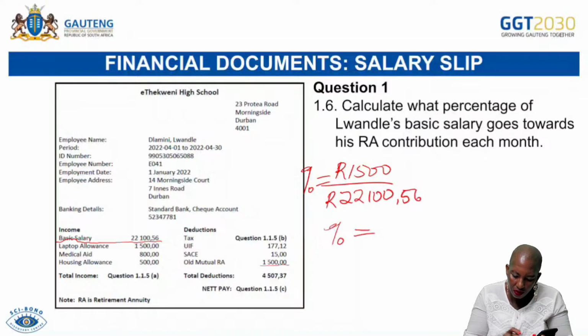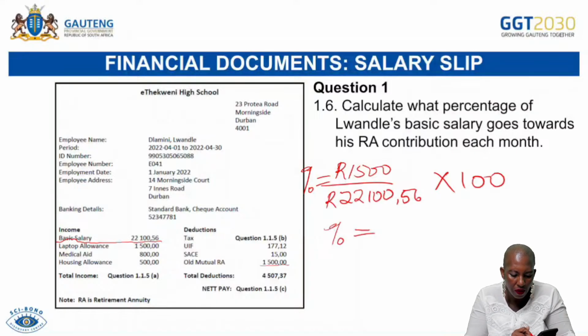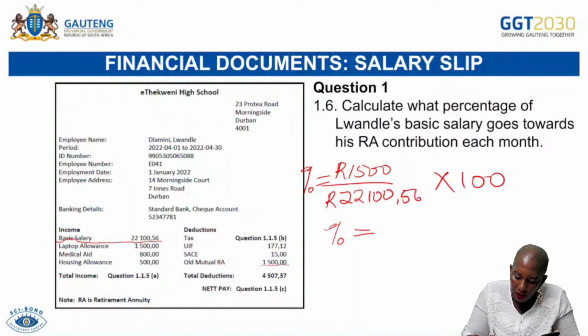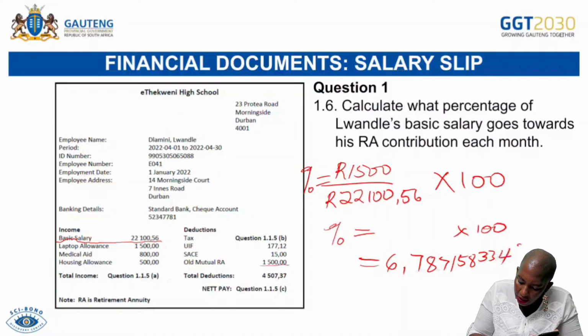So let me quickly do it, and then the percentage will be 1,500. Oh, don't forget, because it's a percentage, you have to multiply by 100. So we say 1,500, we divide it by 22,156 cents, then we multiply it by 100. Let me quickly write the final answer. I'll come back to this step, the one that I've skipped. The answer is 6.7871583 and so on, and then it is in a percentage.